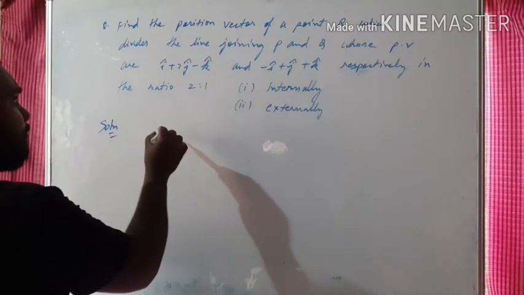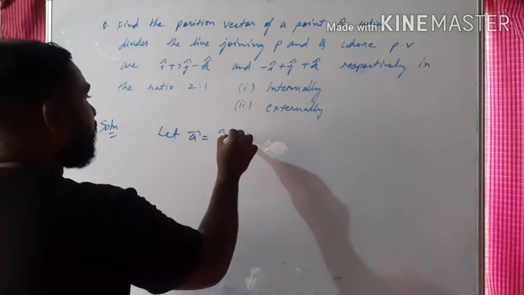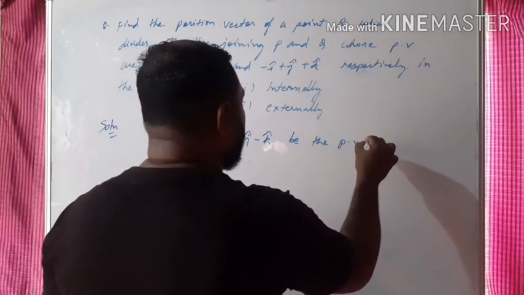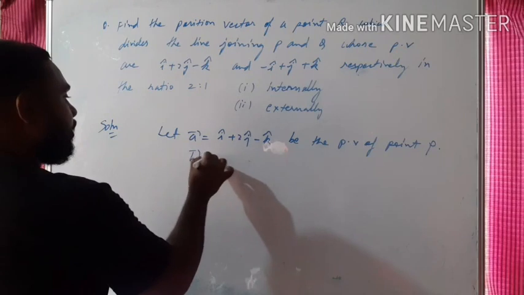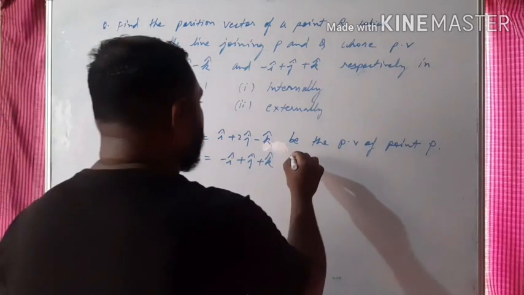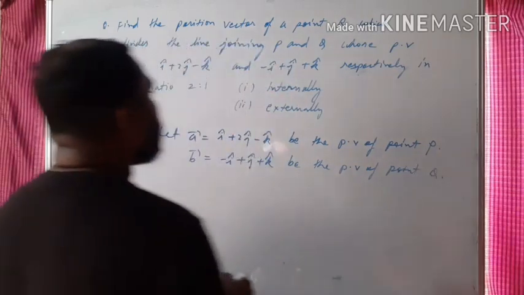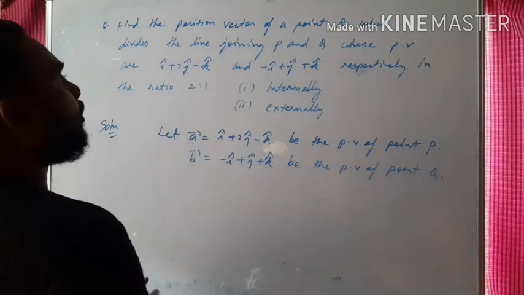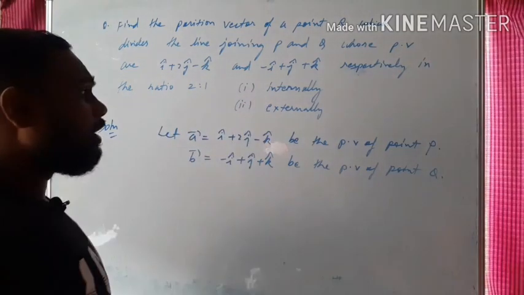So first of all, let me write whatever is given. Let A bar equal i plus 2j minus k be the position vector of point P, and let B equal minus i plus j plus k be the position vector of point Q. So I have taken the position vectors A and B. Now I want to find the position vector of point R which divides the line joining PQ in the ratio 2:1 internally and externally.